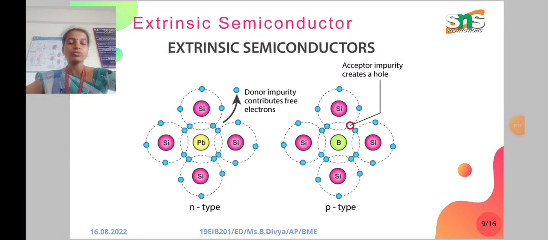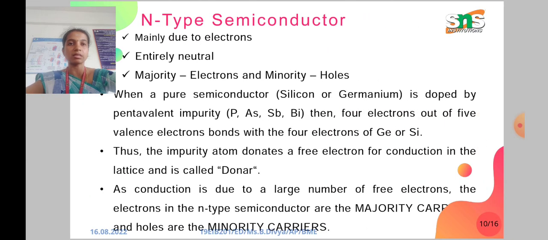In this video, we are going to see about extrinsic semiconductors. What are extrinsic semiconductors? Extrinsic semiconductors are conductors made with impure atoms. We have silicon and phosphorus inside, and the right side diagram shows boron. Here the acceptor impurity creates holes, and the donor impurity contributes free electrons, giving n-type and p-type materials.